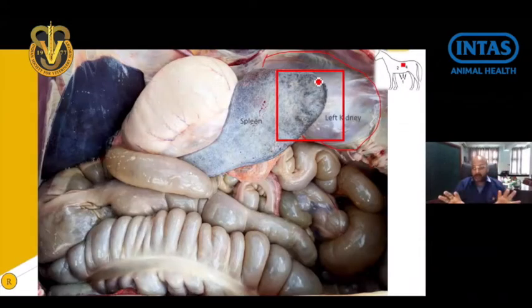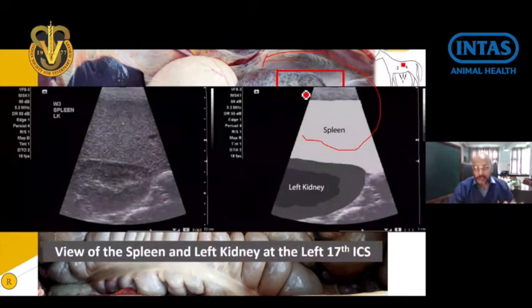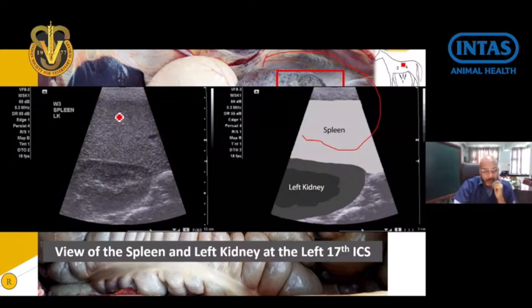Now when you do the sonography at window 3, this is how it should look. This area is the spleen, and this is the left kidney. You can see the margins of the capsule of the kidney here. The details of the kidney I will deal with later, but this is the kind of view you normally find when you scan at the 17th intercostal space, which you normally term window 3.